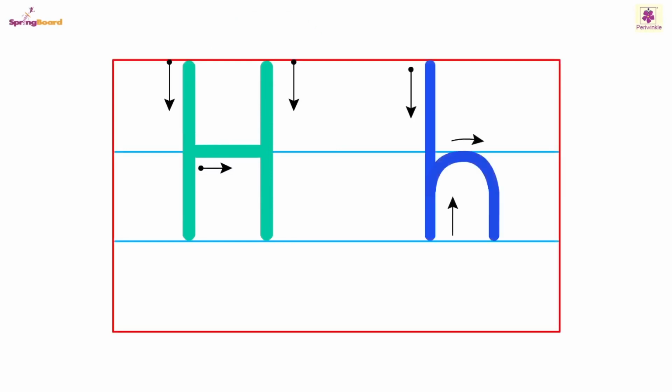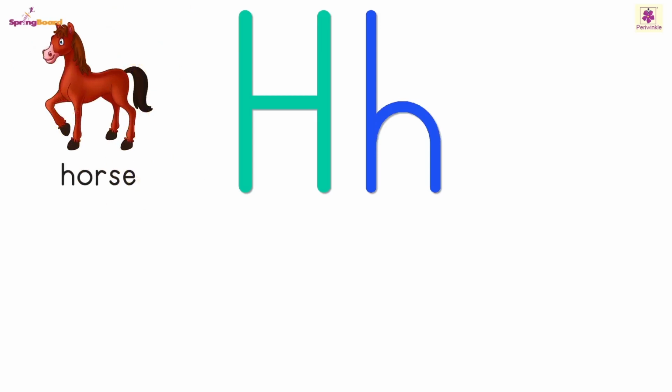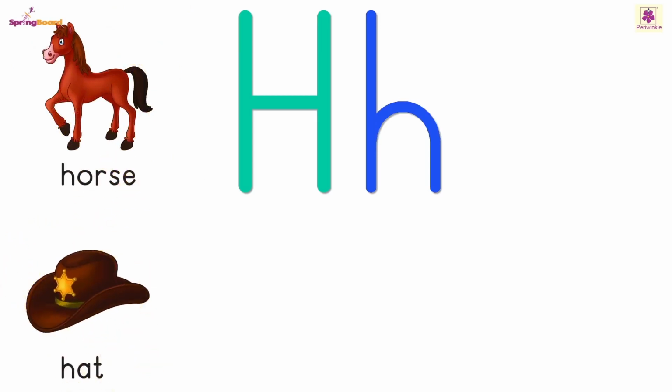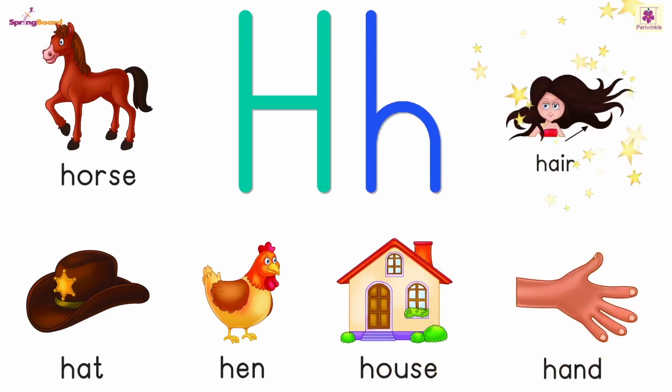This is letter H. The sound of letter H is H. Can you name things that begin with the sound of H? H. Horse. Hat. Hen. House. Hand. Hair.